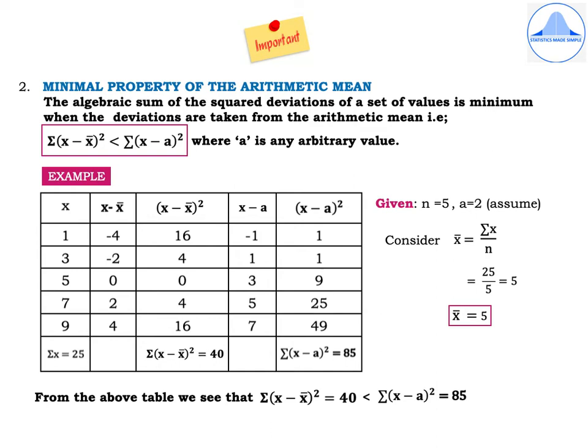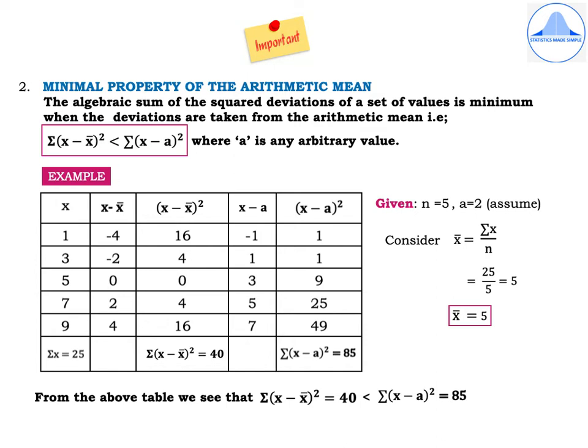So again in the exam, you can write the statement, or you can write only the expression, that is summation x minus x bar the whole square is less than summation x minus a the whole square, where a is any arbitrary value. Arbitrary value means it can be either a positive value or a negative value.